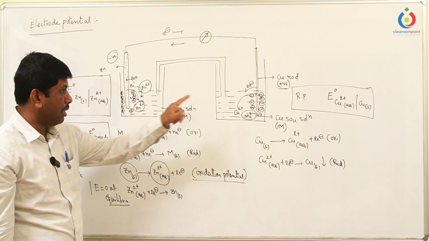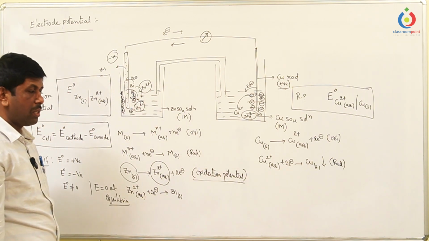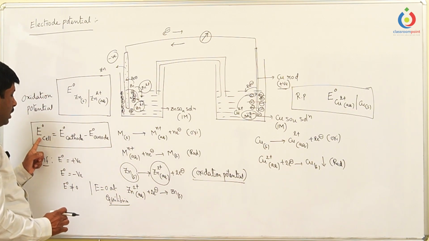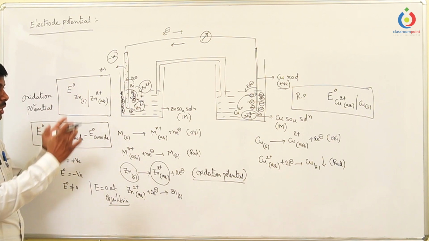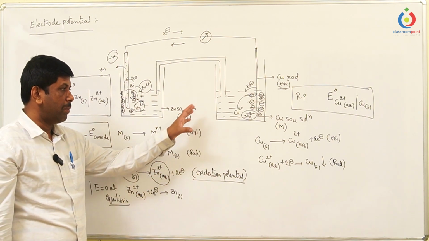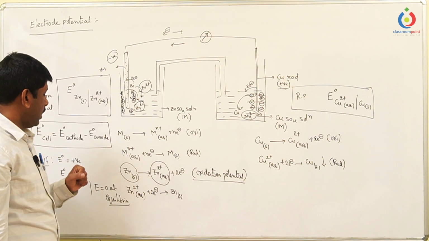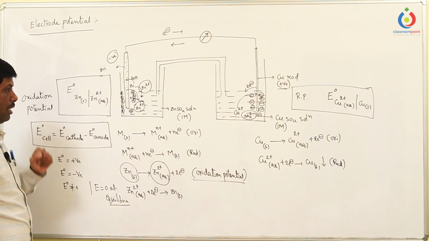Then these are called the individual electrode potentials of the single electrode. This is called the electromotive force, or E naught of the complete cell, which tells how much electricity is produced in a particular cell.